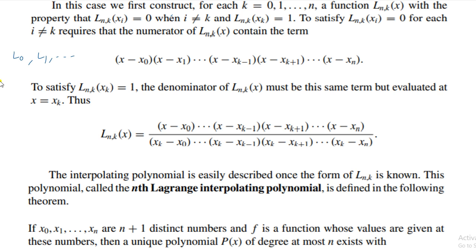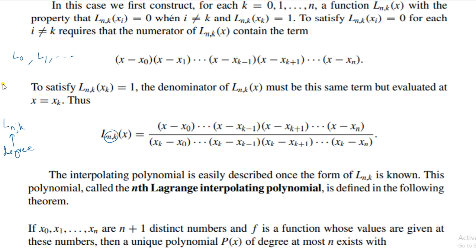So that's why they are using 2 subscripts, n and k. Ln,k, where n is for the degree and k is for the number of points: 0, 1, 2, 3, 4. Point 0, point 1, point 2 up to n points. Okay. So how to write this?